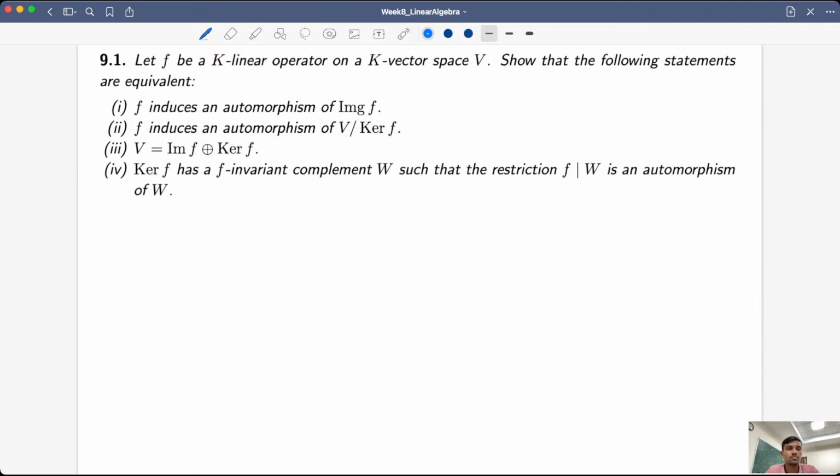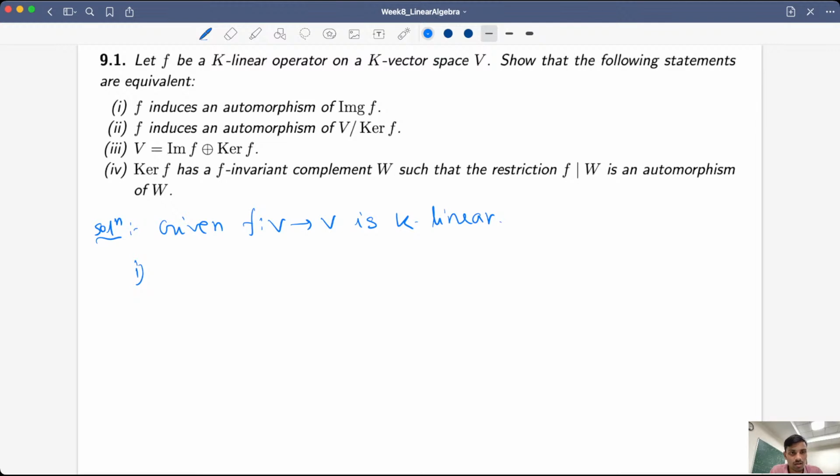So here you are given that f is a k-linear operator on a vector space V. That means it is just a linear map from V to V. Now we need to show the following statements are equivalent. The first statement says that f induces an automorphism of image f, right?